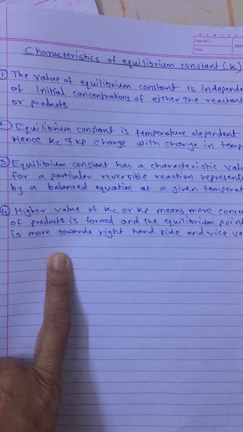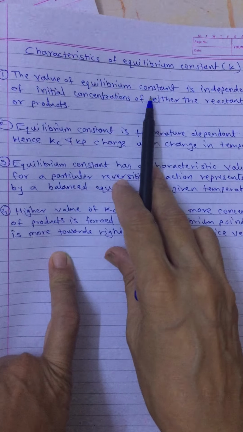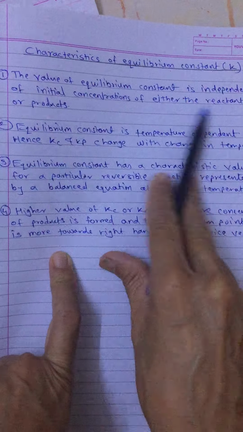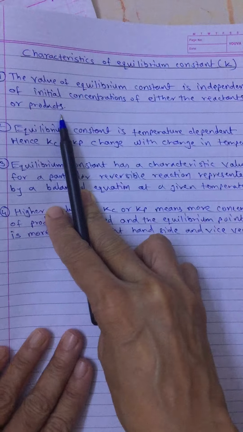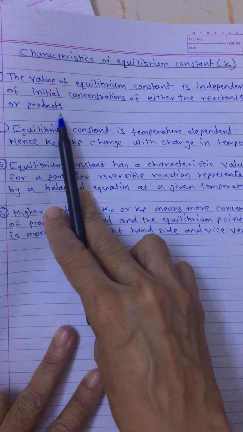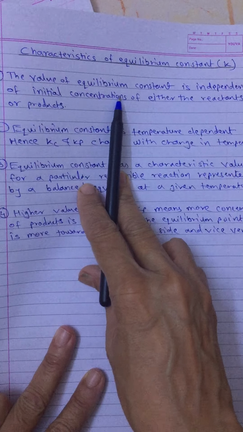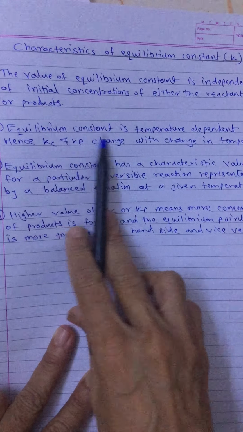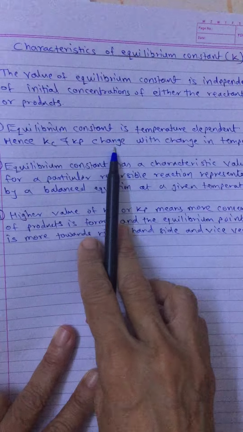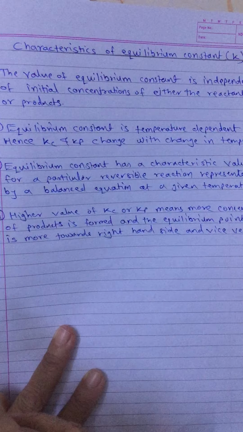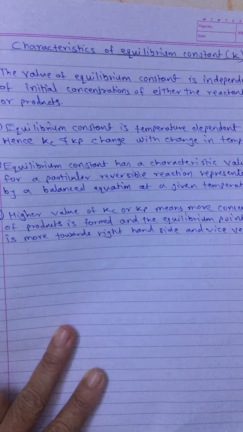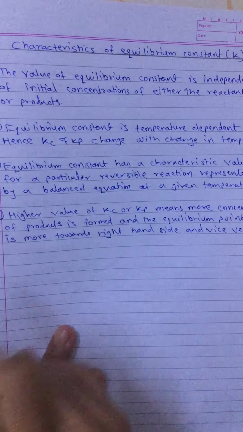So what is the first characteristic? The value of equilibrium constant is independent of initial concentrations of either of the reactants or products. Initially, whatever may be the concentration of reactants and products, it is not going to affect the value of equilibrium constant. Equilibrium constant is temperature dependent. Hence, Kc and Kp change with change in temperature. As temperature changes, the values of equilibrium constant go on changing.